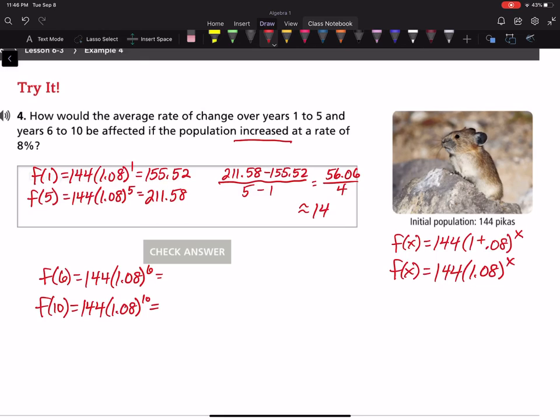So that would be f of 6. That's going to be 228.51. If you do 10, that'll be 310.89. And we do the same thing. So 310.89 minus 228.51 divided by 10 minus 6. So I know 4 is on the bottom.